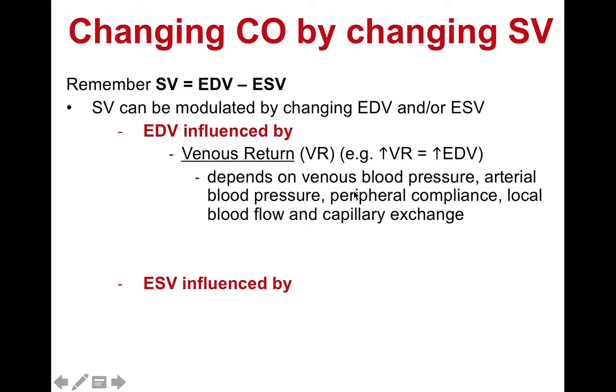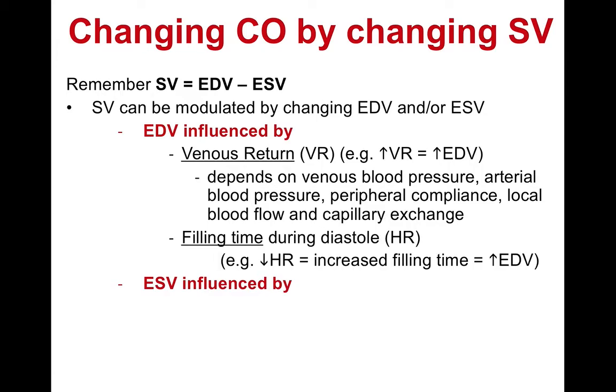So venous return depends on venous pressure, arterial blood pressure, peripheral compliance, local blood flow, and capillary exchange. End diastolic volume is also influenced by filling time. If we give the heart more time to fill between heartbeats, we increase the amount of blood in the heart before each heartbeat, so that's increasing end diastolic volume. So if we decrease heart rate, we increase filling time, which will increase end diastolic volume, which will increase stroke volume.